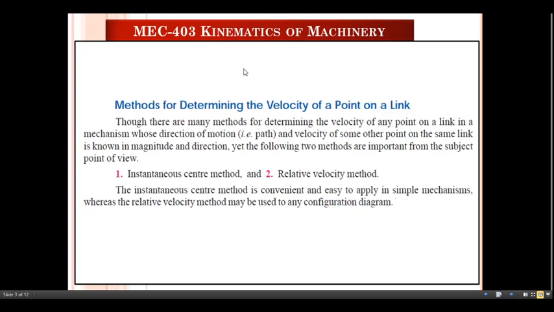Now, what are the different methods for determining the velocity of a point on a link? Though there are many methods for determining the velocity of any point on a link in the mechanism, whose direction of motion and velocity of some other point on the same link is known in magnitude and direction, the two important methods from the subject point of view are, first, the instantaneous center method, and second, the relative velocity method. The instantaneous center method is convenient and easy to apply in simple mechanisms, whereas the relative velocity method may be used for any configuration diagram.